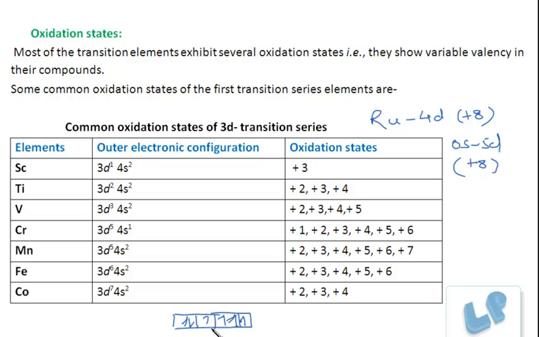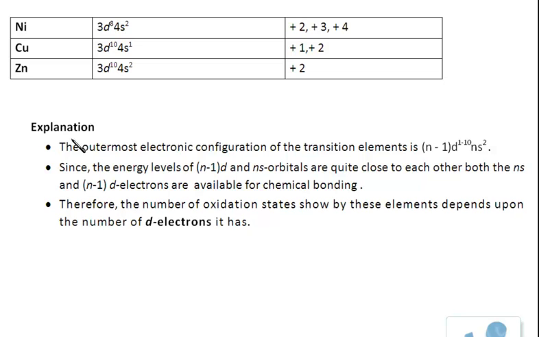Right? There are 4 unpaired electrons and 2 electrons of 4s orbital. So what will be the maximum oxidation state shown by this? 1, 2, 3, 4, 5, 6. That's it. In case of cobalt, there are only 3 unpaired electrons. Right? So it will be 1, 2, 3, 4 and 5. Right? The oxidation state of nickel, it is +4 maximum. Copper +1 and +2 oxidation state.